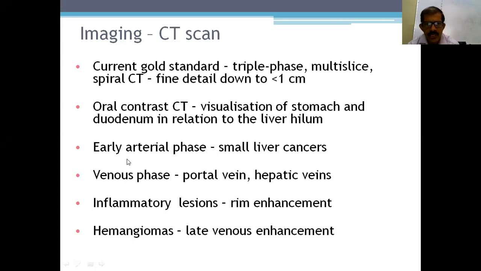Next is the venous phase. You can see the portal vein, hepatic veins, all these things. Of course, in inflammatory lesions there is what is called rim enhancement, so the periphery is enhanced, whereas hemangiomas are mainly venous, so there is venous enhancement. So these are of academic interest for you. In entrance exams, they may ask you. Okay.